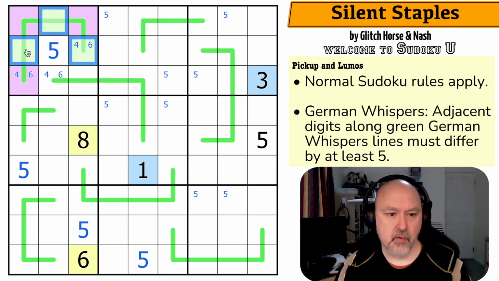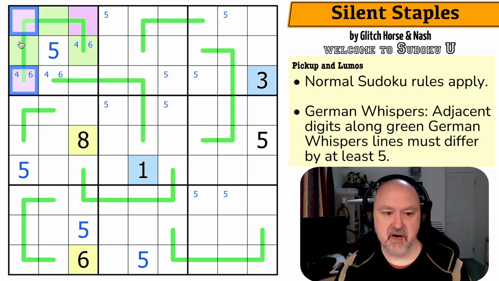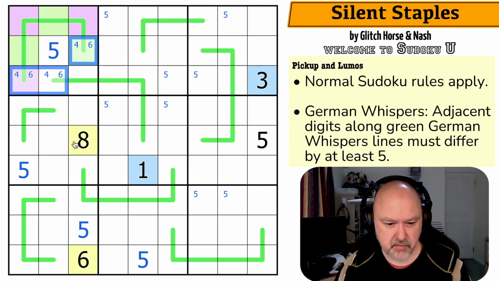So if I was to put a 4 here, both of those digits would need to be 9. If I was to put a 6 here, both of those would need to be 1. And the same is true for all of these cells. 4 and 6 here would need both of those to be the same. So 4 and 6 in this box needs to go in those. But I'm not sure how that's helping me.